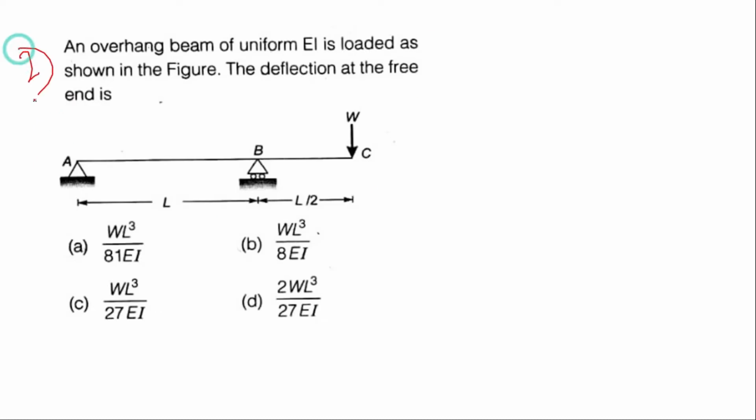Then comes the second question. An overhang beam of uniform flexural rigidity EI is loaded as shown in the figure, and we have to find out the deflection at the free end. This is the free end. So here we have to find out the deflection. How will we find this out?